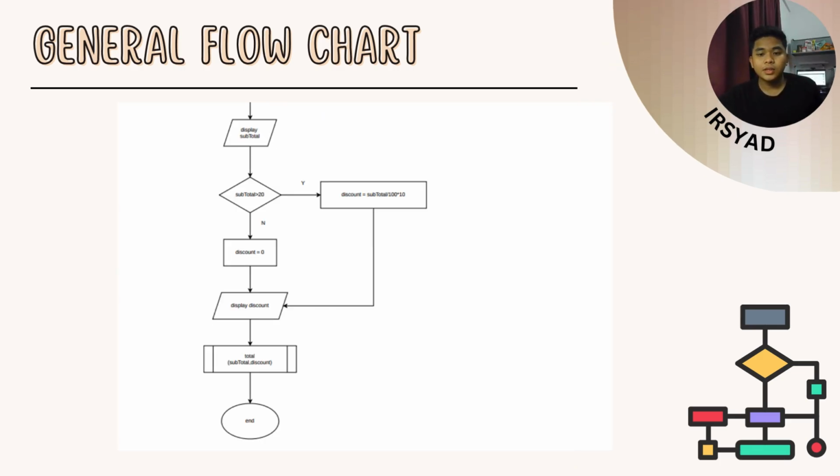Okay, last, this part is the final total display. This flowchart presents the final step in the ordering system where the subtotal is evaluated to determine if a discount applies and the total amount is calculated and displayed accordingly.